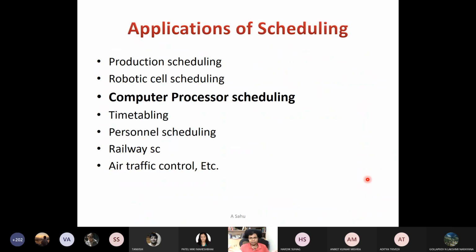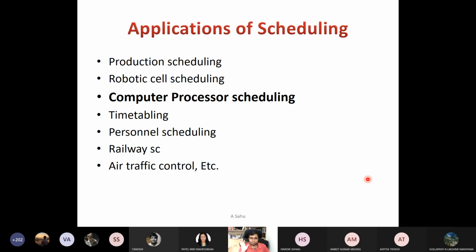And the applications of scheduling are mostly production scheduling, robotic cell scheduling, computer process scheduling, timetabling, personnel scheduling, railway scheduling, air traffic control. Scheduling is a very common problem. It gets used almost everywhere, almost all the sciences use scheduling problems.